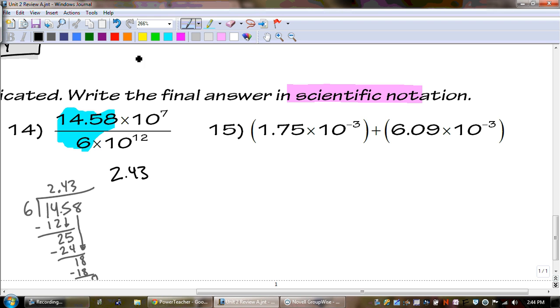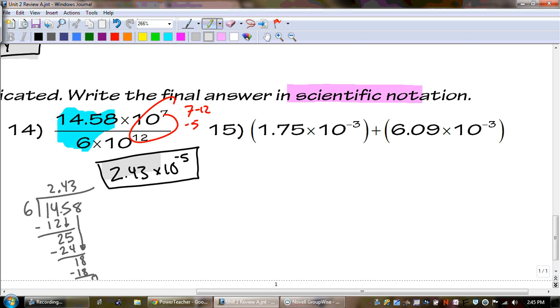And now we subtract. So we're subtracting 7 minus 12, which gives us negative 5. So our final answer is 2.43 times 10 to the negative 5th.